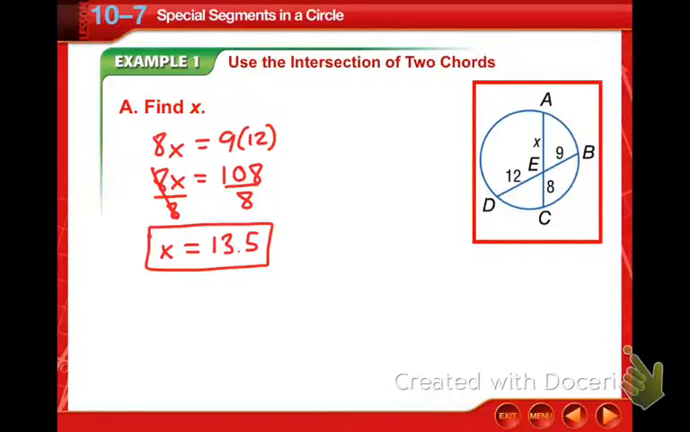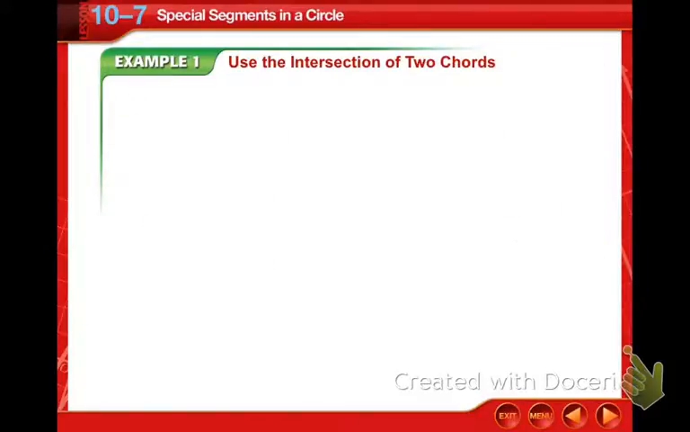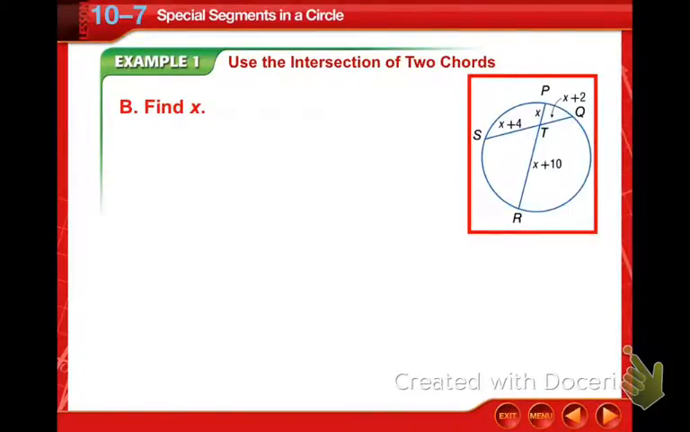So our next problem, same theorem we're using, but now we have a lot of x's all over the place. So we're going to do the same process. So the x and the x plus 10 are on the same line, so they're going to multiply. So x times x plus 10. And then the x plus 4 and x plus 2 are on the same line. So we're going to have to FOIL this out.